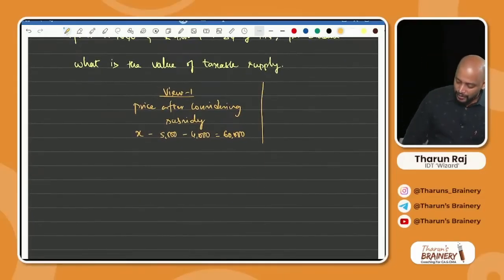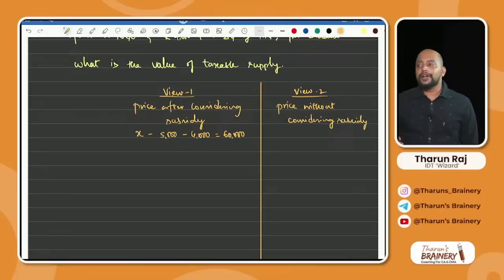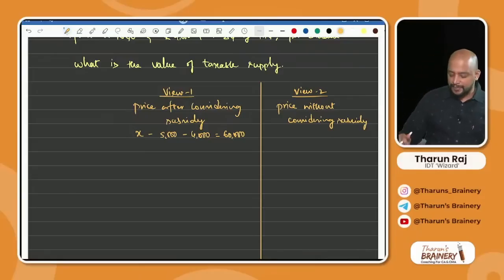There is another view. What is that another view? Price without considering subsidy, view 2. View 2 is price without considering subsidy. Without considering subsidy means what? Subsidy is not reduced from the given price. So the given price is before subsidy, so that X itself is 60,000. They have not reduced. These are the two views which are possible.